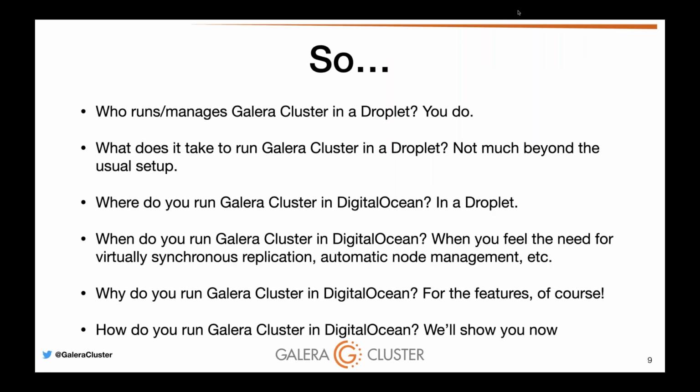So basically, if you run it in a Droplet, you are going to manage the Galera Manager plus the 3-node Galera cluster. Galera Manager will help you manage it. Galera Manager has over 600 metrics, for example, that can help you manage your production cluster and help you set up the cluster. So, to set up your Galera cluster in a Droplet, you just need to set up GMD, Galera Manager, and then it'll actually do the setup for you. You basically run everything inside Droplets. You run Galera on DigitalOcean when you feel the need for virtually synchronous replication and automatic node management.